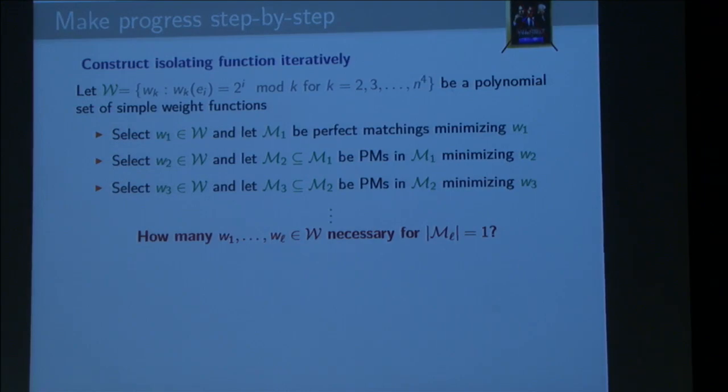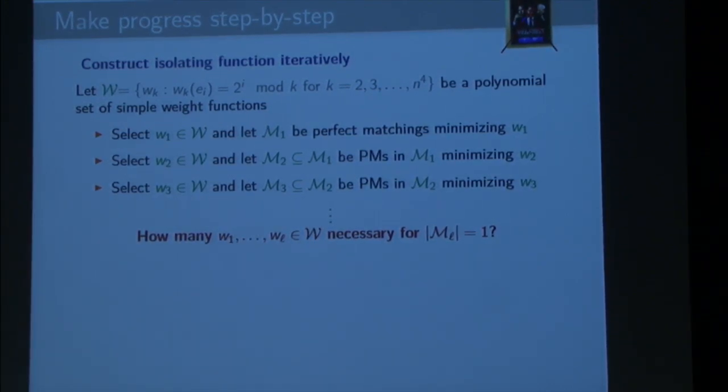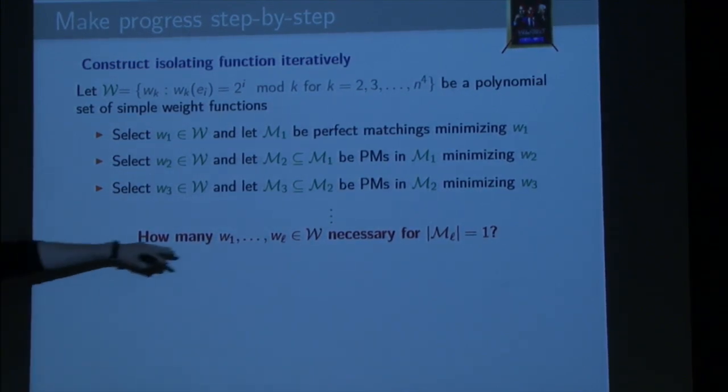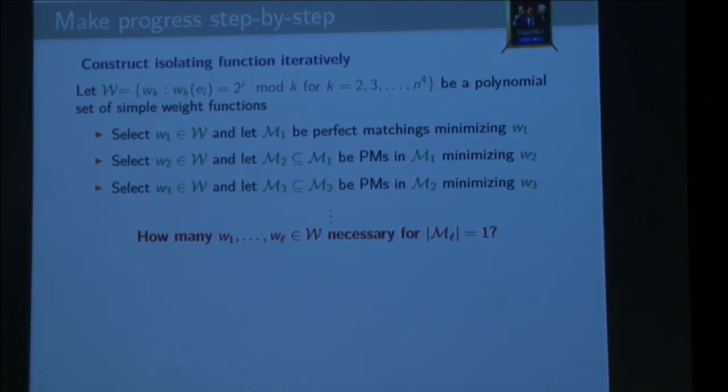The question is, how many weight functions do we need to select from this family in order to find an isolating one, so that there is only one remaining matching? You see, if we could prove a bound on L, this would give us an oblivious de-randomization, because that would mean that we could try all possibilities of selecting W1 to WL in parallel. There are polynomially many choices of each one of them, so the total number of choices would be n to the power of L.